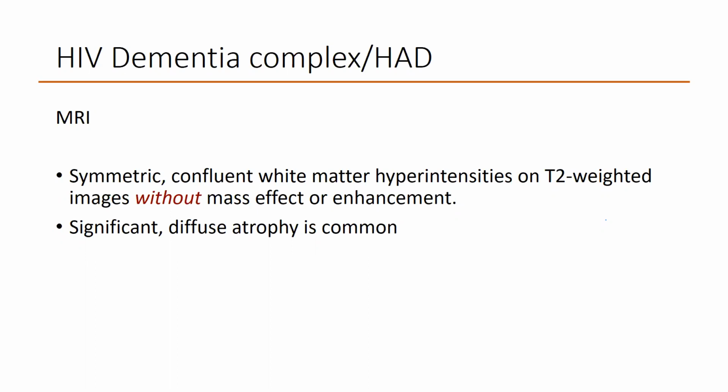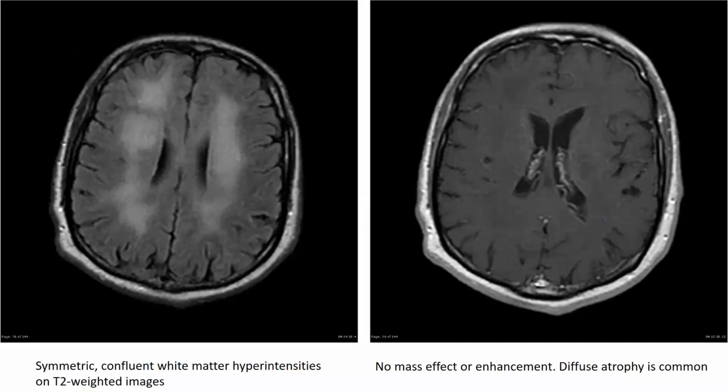In PML also there is usually no contrast enhancement, but in the setting of IRIS, when you start the patient on treatment and the immune system receives a boost, at that time there can be contrast enhancement. Significant atrophy is common in patients with advanced HIV dementia. So this is what we mentioned. On the left-hand side, you have the HIV-associated dementia patient with symmetrical periventricular hyperintensities, and on the right side, you can see that there is no mass effect or enhancement.